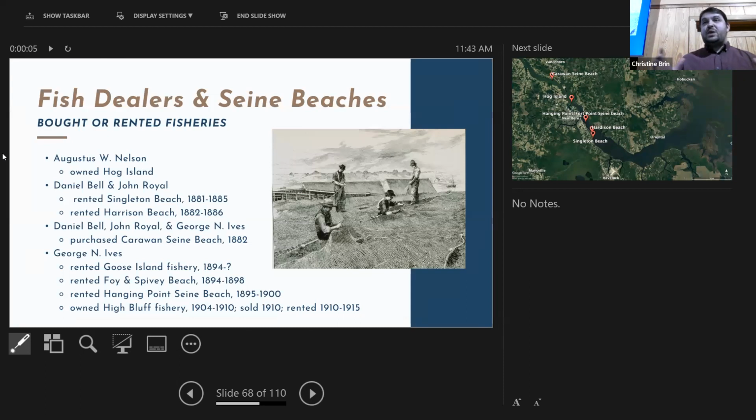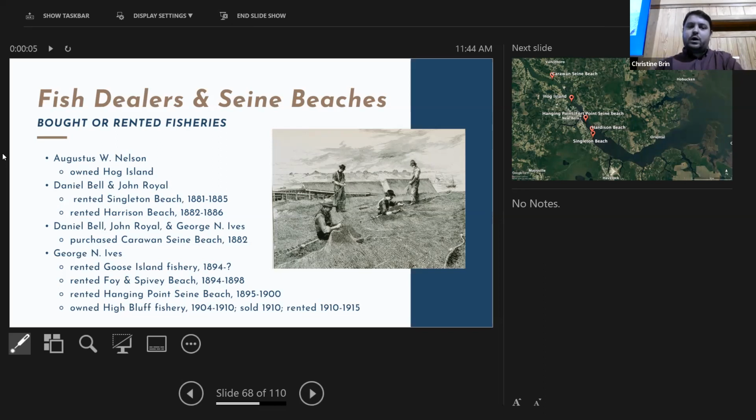And these big fish dealers, they're either buying or they're renting these big wholesale fisheries on the Neuse River, above and below New Bern. Augustus Nelson, he owned Hog Island. There's more than one Hog Island in North Carolina. Yeah, there's a Hog Island that's off of Cedar Island here in Carteret County, but there's also a Hog Island on the Neuse River above New Bern. He owned that island. He bought it in the 1870s.